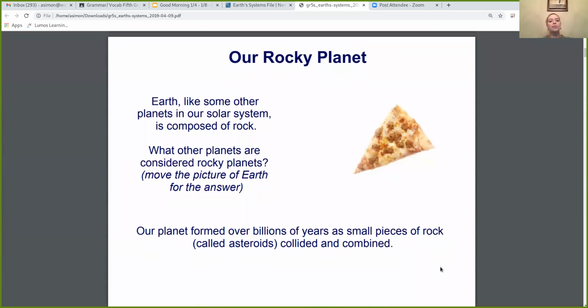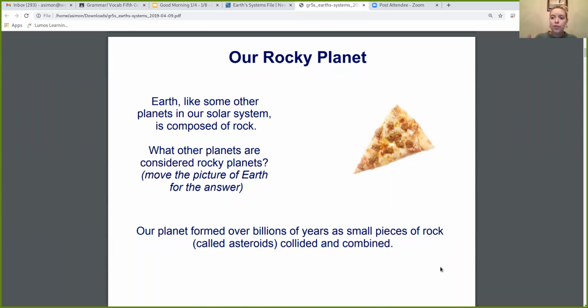Our rocky planet, Earth, like some other planets in our solar system, is composed of rock. Earth is made entirely of rock. What other planets are considered rocky planets? We know that Mercury is a rocky planet. We know that Mars is a rocky planet. Our planet formed over billions of years as small pieces of rock collided and combined.